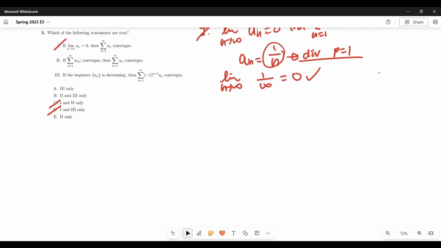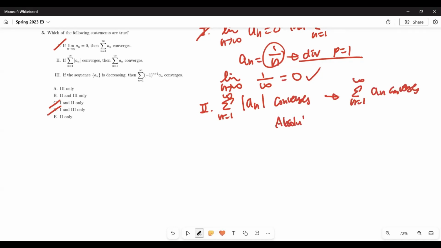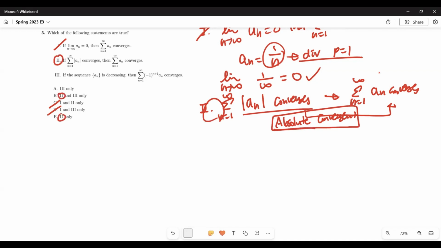So let's check 2. Sum n equals 1 to infinity, absolute value of a n converges. Then sum n equals 1 to infinity, a n converges. If you remember your absolute convergence, if the absolute value converges, then the one without absolute value has to be converging, which means 2 is right. So you just have to remember your absolute convergence thing. So 2 is right. That means A is not right. So it's going to be B or E.